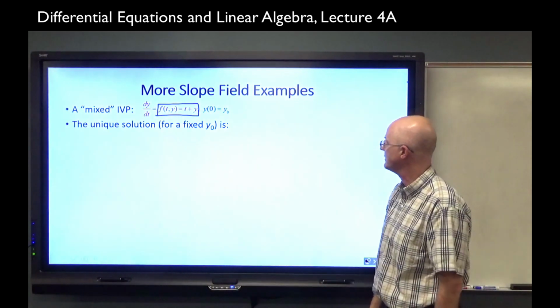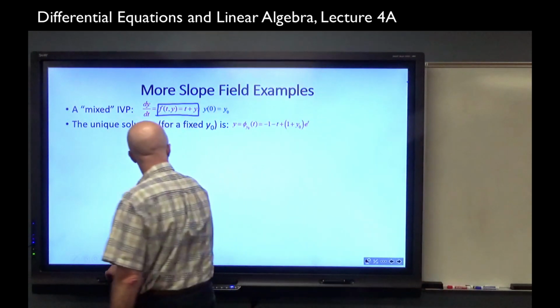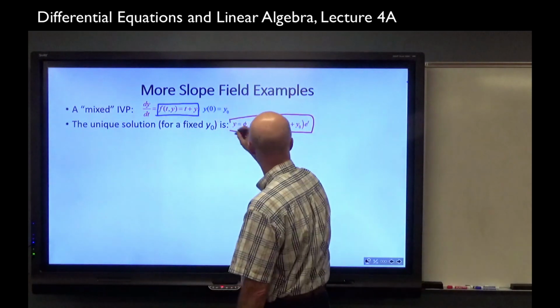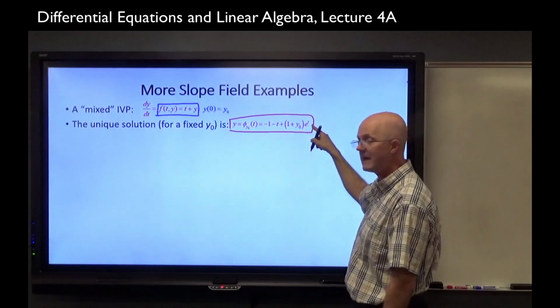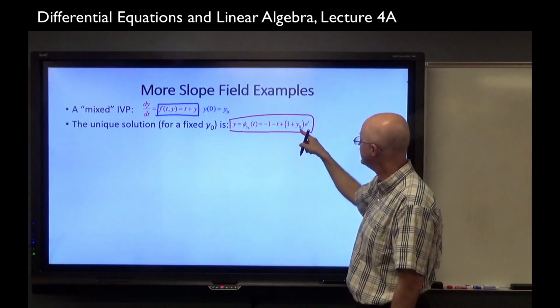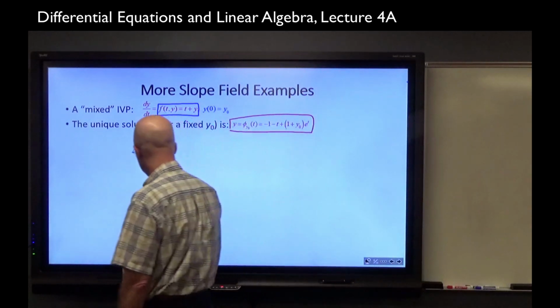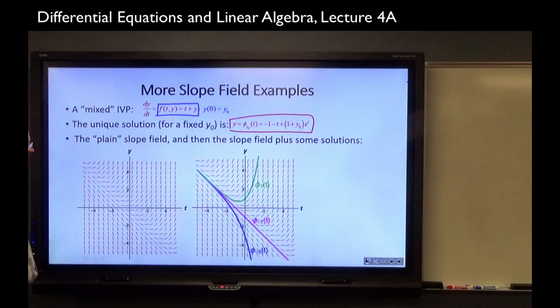Here is the unique solution when y0 is fixed right here. Phi sub y0 of t is a linear function plus a constant times the exponential growth here, where this constant depends on the initial value of y. It depends on y sub 0. Here's the plain slope field. Notice these slope marks don't have constant slopes along horizontal lines or vertical lines. Some sort of mixture. Here are some solutions.